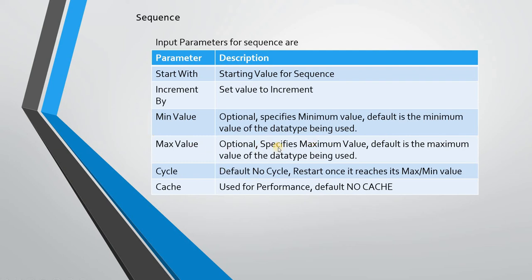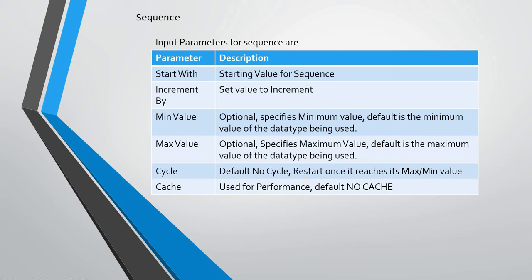Maximum value is also optional. It specifies the maximum value until which you want to generate a sequence, and if you don't specify anything, then the default is the maximum value of the data type being used. So again, if you are using a tiny integer, then 255. If you are using a small integer, then 32767 and so on.